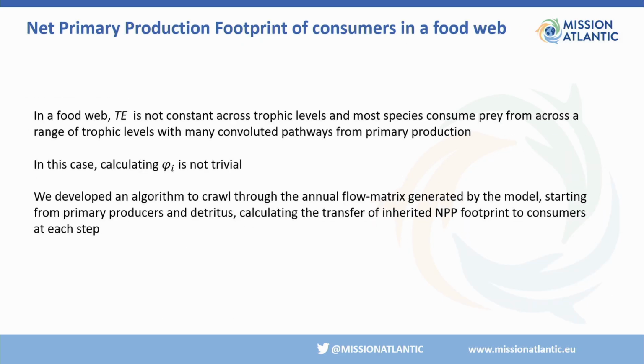So that simple equation is dead easy in a linear food chain where transfer efficiency is constant. But in the real world, trophic efficiency is not constant across trophic levels. And anyway, we've got these convoluted pathways through the network of who eats whom in the food web. In that case, calculating this footprint is not straightforward at all. But we developed an algorithm that crawls through the annual flow matrix, starting at the primary producers, and calculates for each consumer what the primary production footprint is.